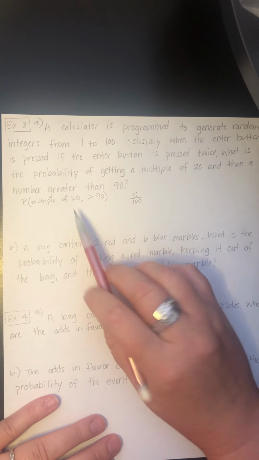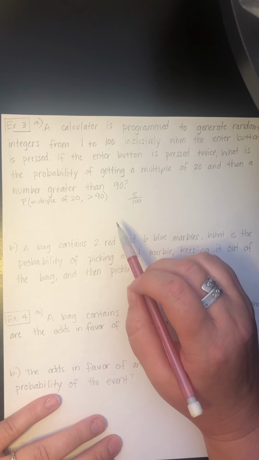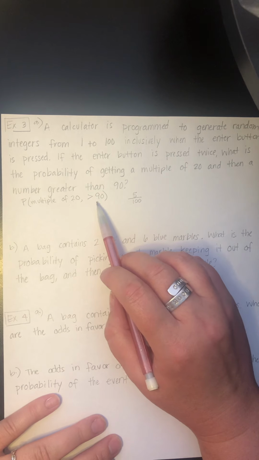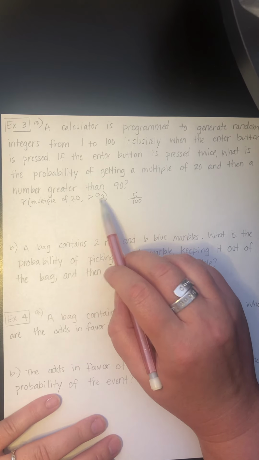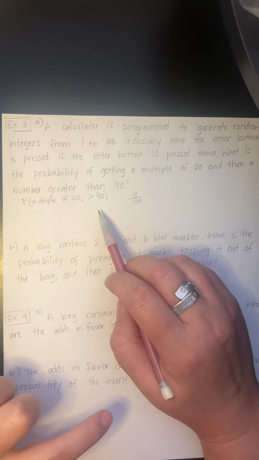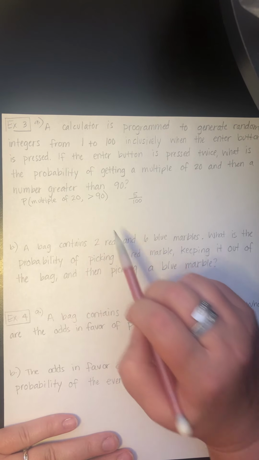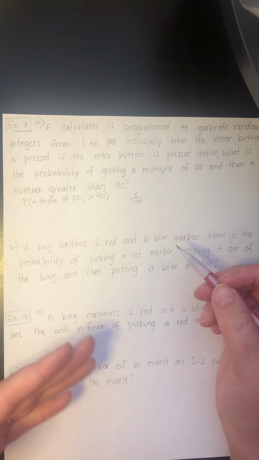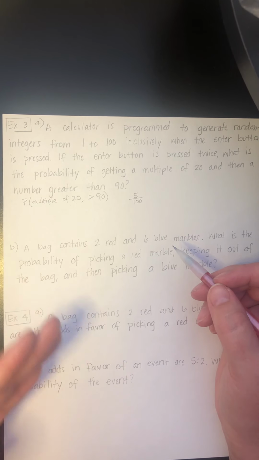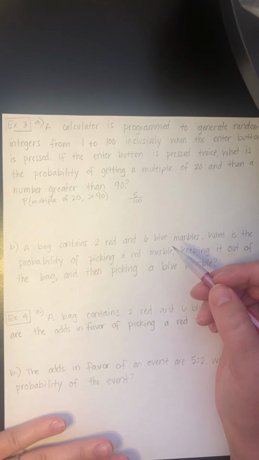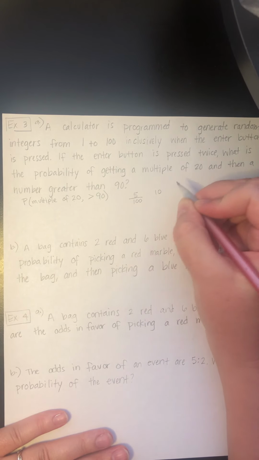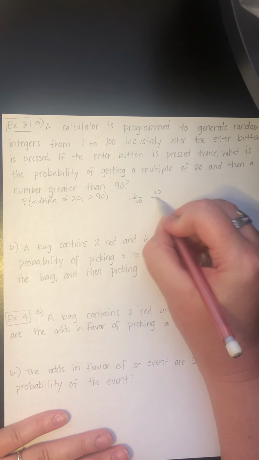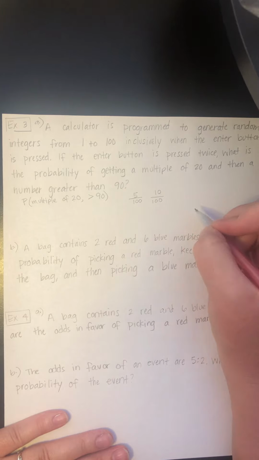This is for multiples of 20. Our next one that we're trying to find is a number that is greater. On our second time, we press enter. What's the probability of us getting a number greater than 90? Well, from 90, a number greater, 91 through 100, that's 10 favorable outcomes, and the total number of outcomes is 100.